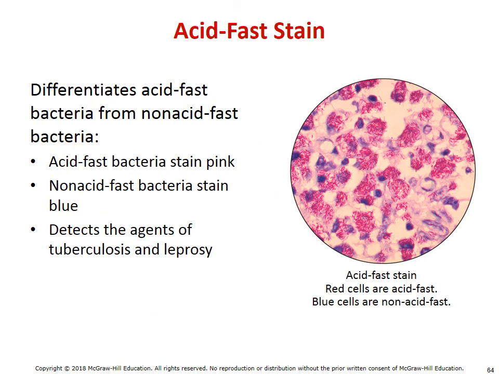Another example of a differential stain includes the acid-fast stain. One problem with gram staining is it relies heavily on something called peptidoglycan, which not all bacteria have. So one cool feature is the acid-fast stain actually allows us to look at another feature in some bacteria that utilize acids like mycolic acids on their outer surface. So in this case, acid-fast bacteria stain pink, and the non-acid-fast appear blue or purple.